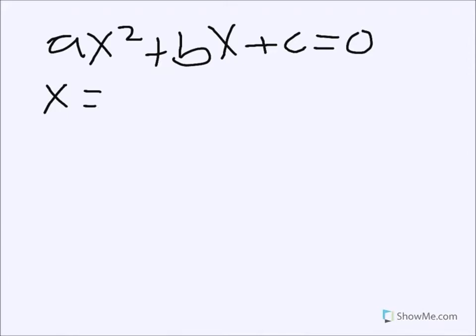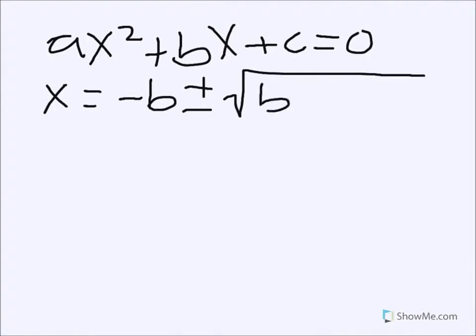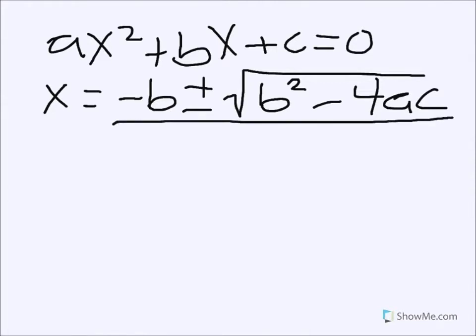X equals negative b plus or minus the square root of b squared minus 4ac, and then all of that over 2a. So using this formula I've just shown you, we're going to solve an equation.